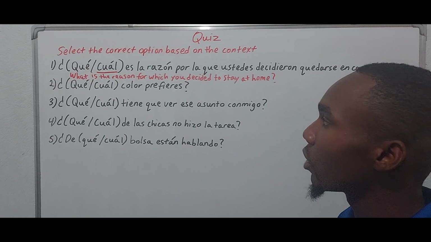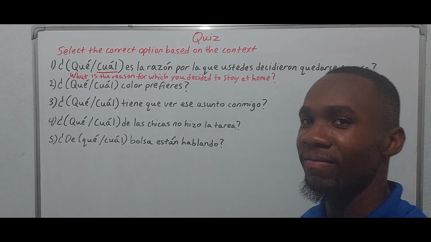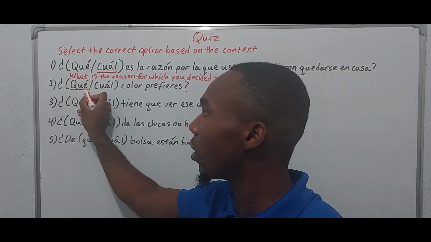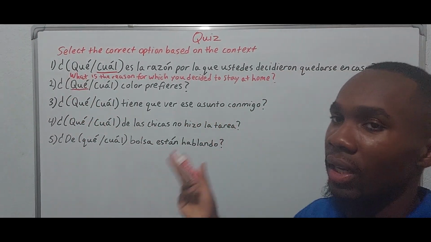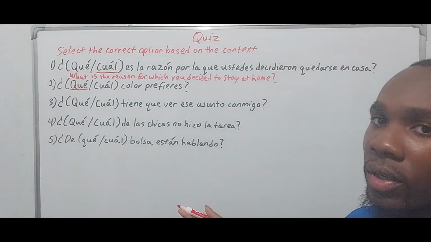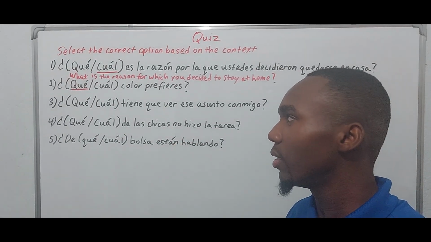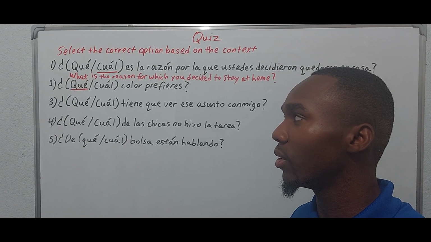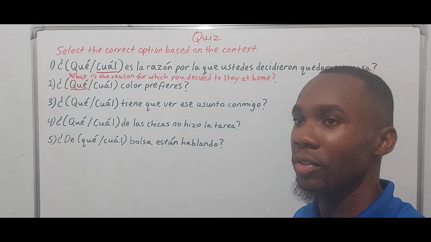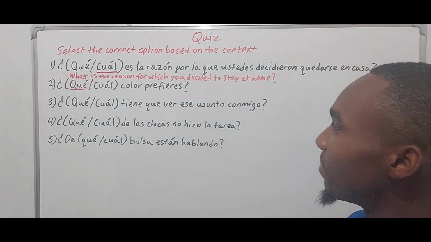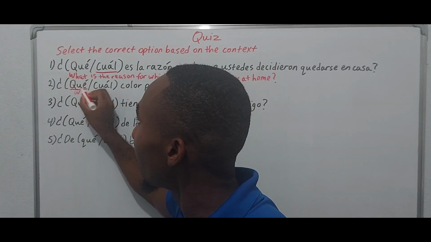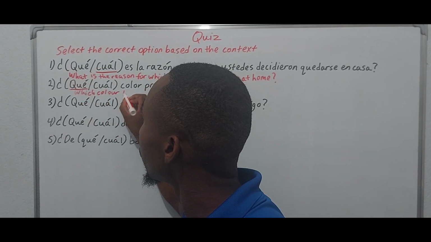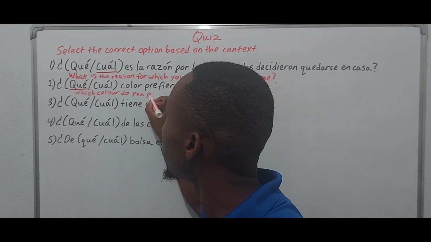Dos, ¿qué o cuál color prefieres? ¿Qué? Because we have a noun and we're talking about which. But if you're in Latin America, cuál could also work. But because I want you to follow the Spanish example, I would recommend qué, right? So, which color do you prefer?